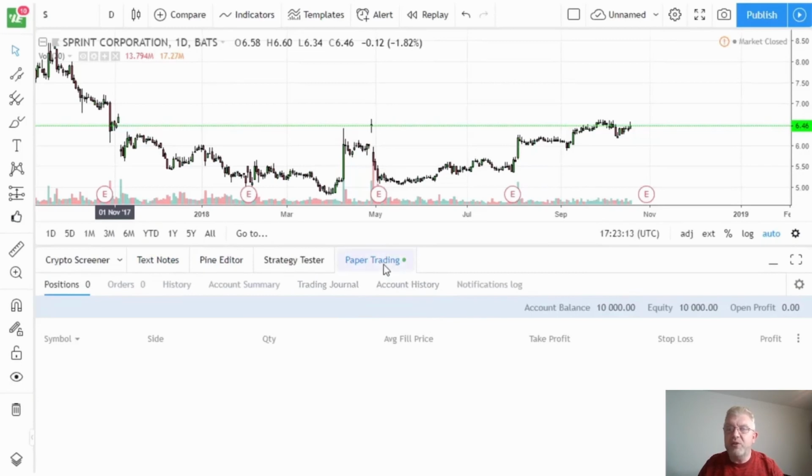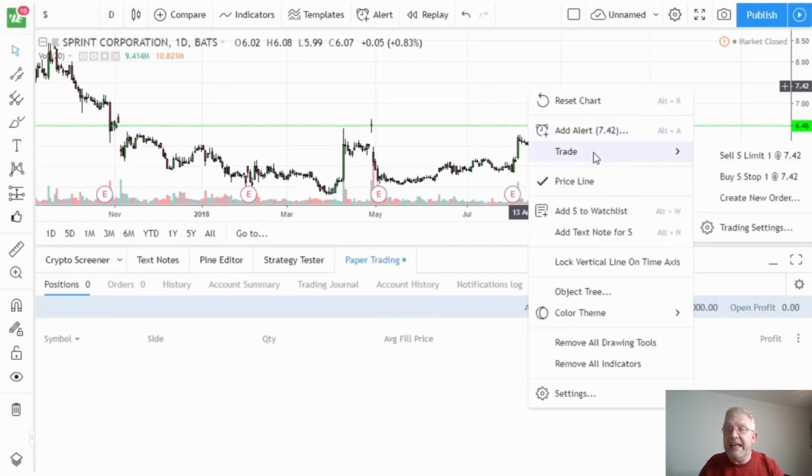If you don't have a paper trading account, there's a tab here and it'll ask you what broker you wish to use, and you're looking for paper trading by TradingView. It's a practice account. There's no cost involved. It's free, totally free. And then you just simply go up here and you can right click and click trade, and you can do a sell limit, sell stop. These are orders. I'll talk about these in a different video, okay? But you can create new orders.